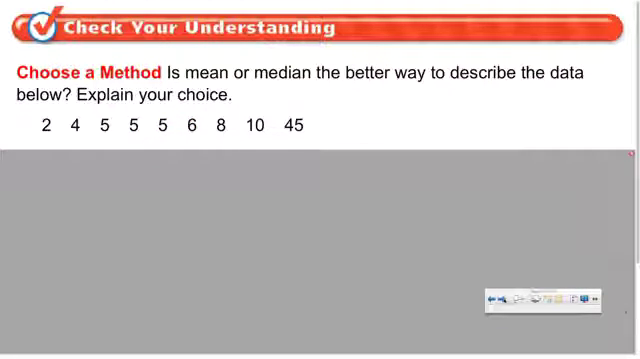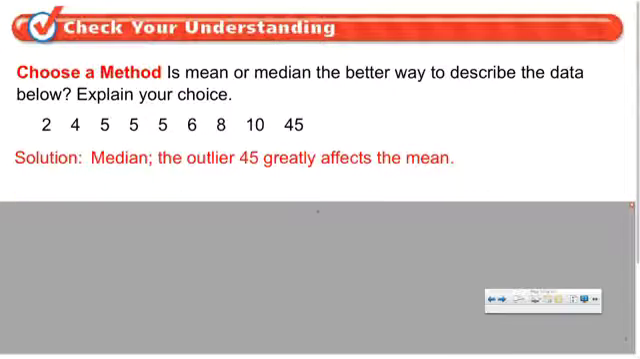Is mean or median better for describing this data? Take a look at it. Is there an outlier here? What do we say about outliers? Can we use mean? Is it good to use a mean if we have an outlier? No, so we were going to say median.